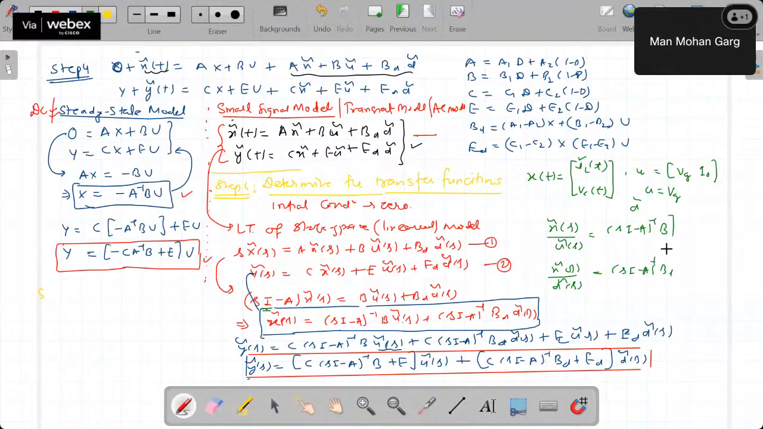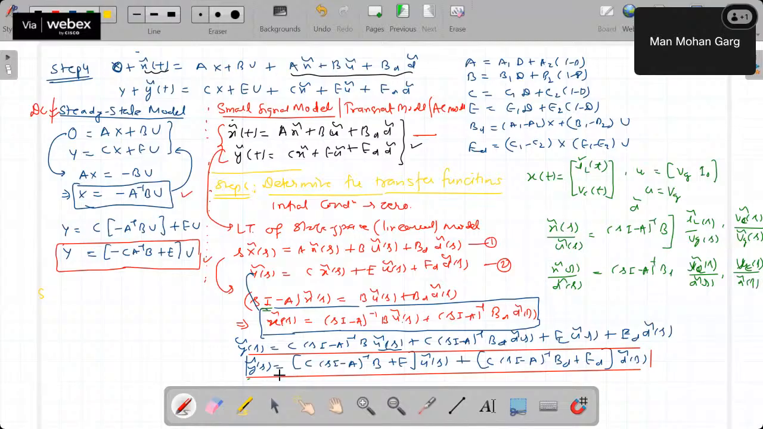So from this, how many transfer functions can you get? IL upon VG, or V input, and the other one is V output, or capacitor voltage upon input voltage. These two you may get. From the other, you can get IL with respect to duty cycle and VC of s with respect to duty cycle. So four transfer functions you may get from here.